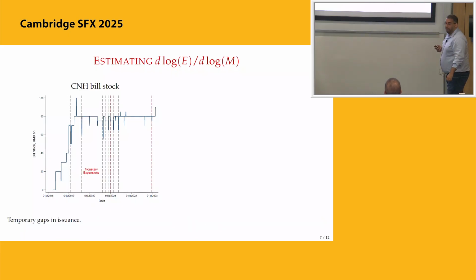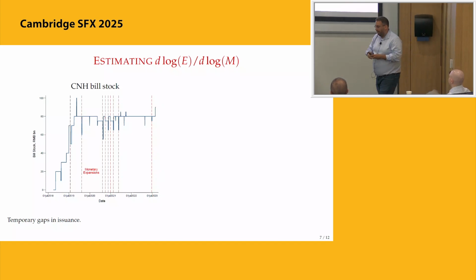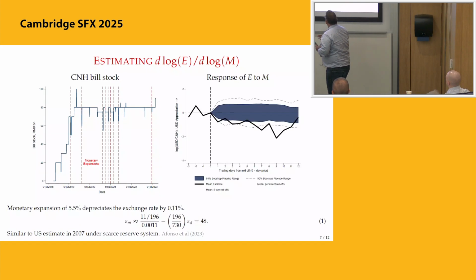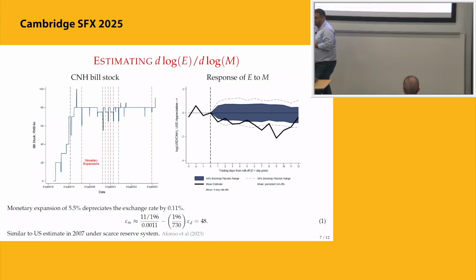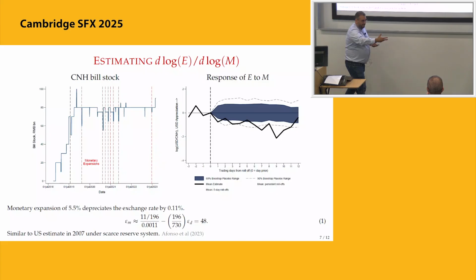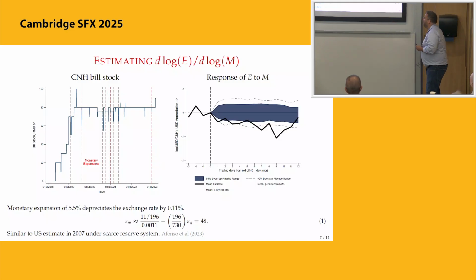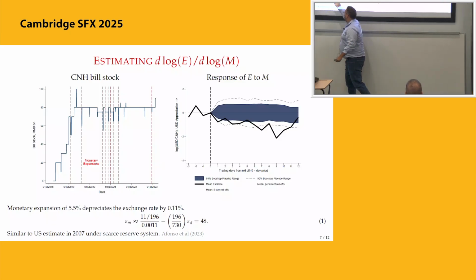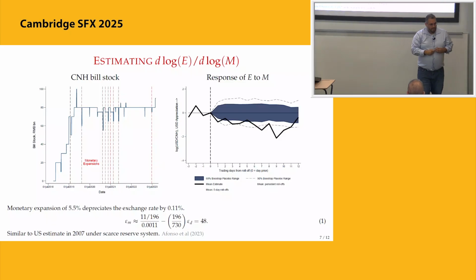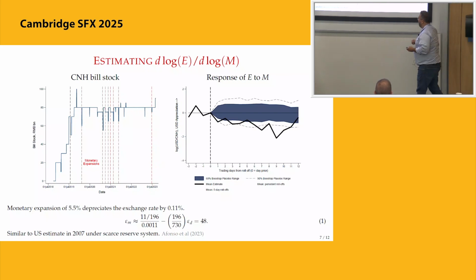So these are our monetary shocks. These are monetary expansions. So what happens to the exchange rate in that situation? That's what I'm putting up on the right. You're seeing that as M goes up, the CNH depreciates relative to CNY. If you take that expansion, roughly a 5.5% expansion depreciates the exchange rate by 0.11%, you can estimate the elasticity of reserve demand and get a value of 48, which is very close to the US. What does that mean? It means that if I cut back the money supply by 1%, I'm going to raise that tax by 2 basis points. So that's what comes out of this.